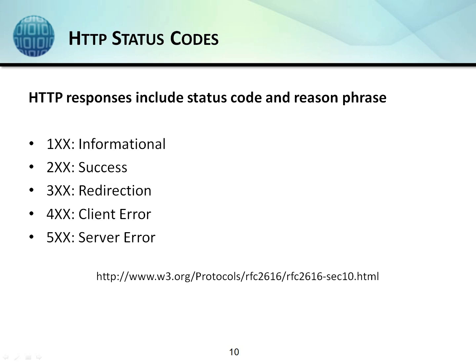HTTP status codes. These are returned by the server based on the results of a particular request. We have five different categories: informational, success, redirection, client error, and server error.